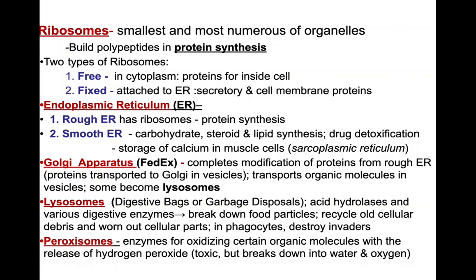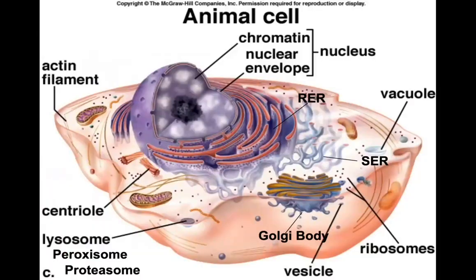So lysosome, lys means to split something open, some is a body. These are little digestive bags or garbage disposal. They'll have acid hydrolases and various other digestive enzymes in there. This will help break down food particles, recycle old parts of cells, worn out cell parts. We have them in phagocytes and they help to destroy invaders. Peroxisomes are going to have enzymes for oxidizing certain organic molecules with the release of hydrogen peroxide. So it's toxic, but it will break down into water and oxygen.